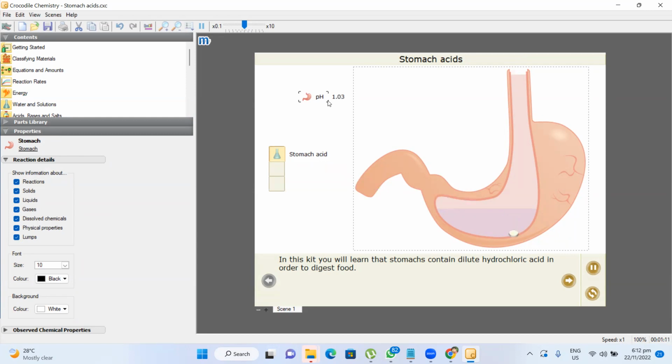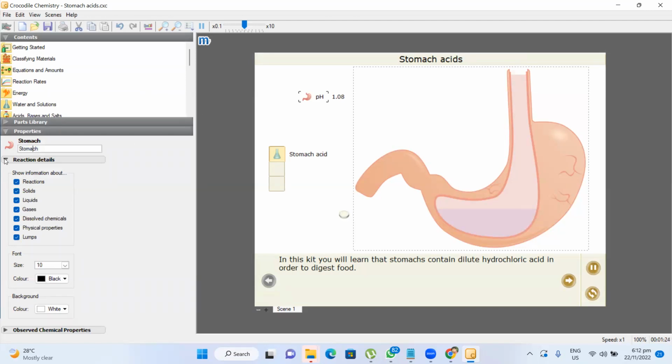You can see the pH value is dropping. When the pH value is dropped, what is the situation? Is it acid or base now? So when you put HCl, pure HCl, let me take the one again.